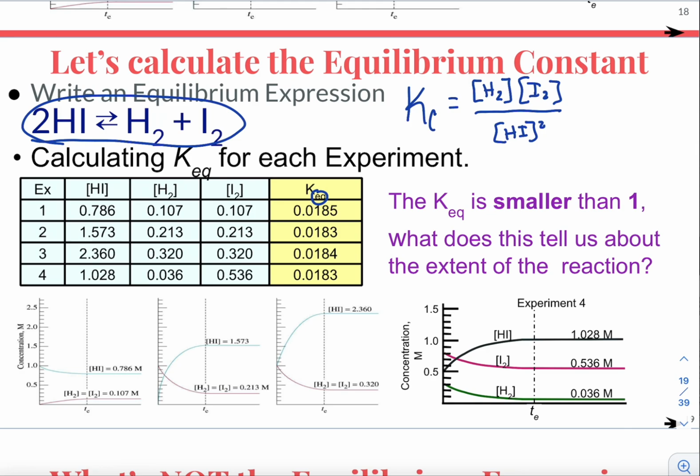So here, if you plug in all those numbers, the HI, the I2, I wrote them here. If you plug them all into this expression, you get these numbers, and you can see how close they are. These are experimental values, so it's not going to be perfect, but these are very, very close to each other.